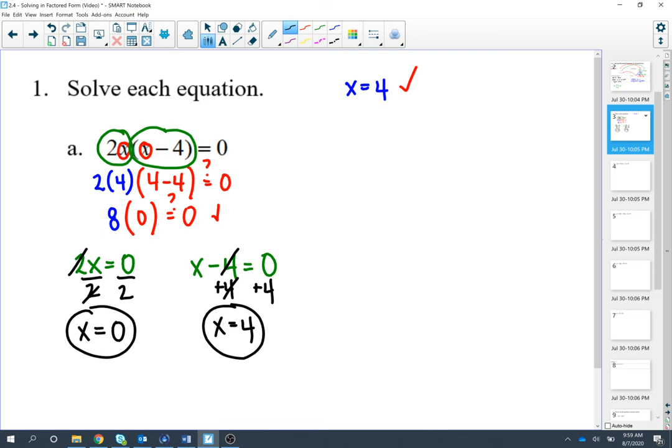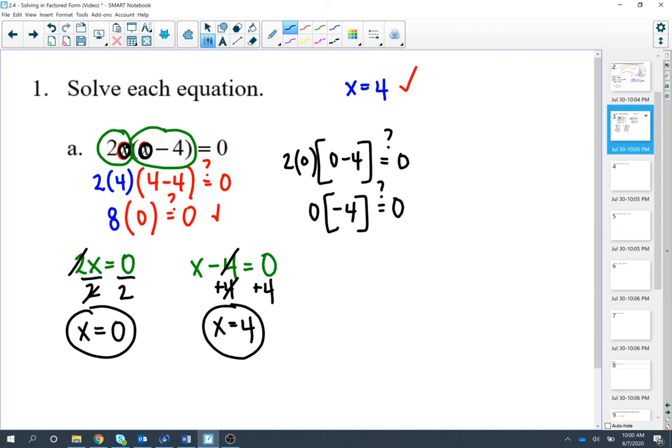So I'm going to go back and substitute 0 into my original equation. So I've got 2 times 0 times 0 minus 4 equals 0? And again, I substituted the 0 here and the 0 here. So 2 times 0 is 0. 0 minus 4 is negative 4. Is 0 times negative 4 equal to 0? Yes, it is. So our other solution is 0. So the roots of this polynomial equation are 0 and 4, because those are our solutions.